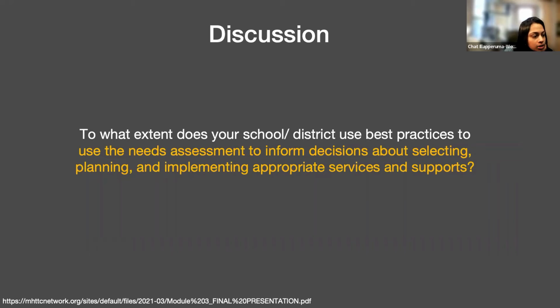So the second question is, to what extent does your school or your school district use best practices to use the needs assessment to inform decisions about selecting, planning, and implementing appropriate services and supports? So this is the phase where after you have conducted your needs assessment, how do you use that data to now identify the services and supports that need to be delivered?